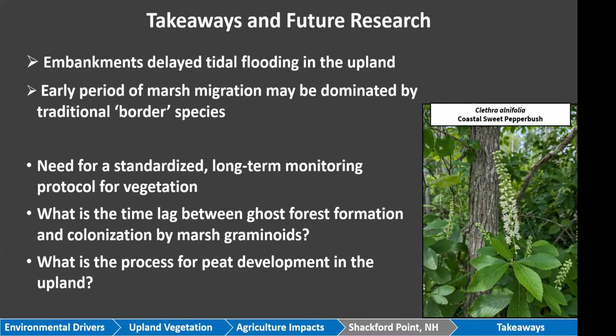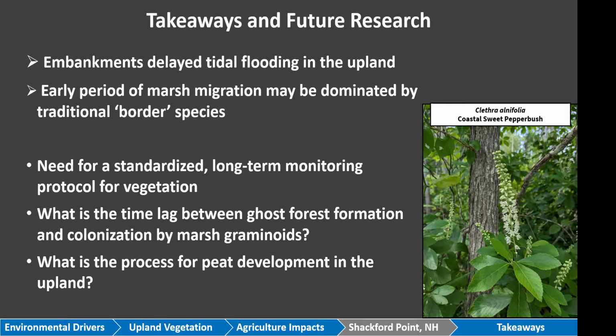And what I learned out there with this site was a need for a standardized and long-term monitoring protocol for marsh migration. I had so many thoughts when I was out in the field and I didn't know where to start. So it'd be great to set up permanent transects or get thinking about what a standardized monitoring protocol might look like.